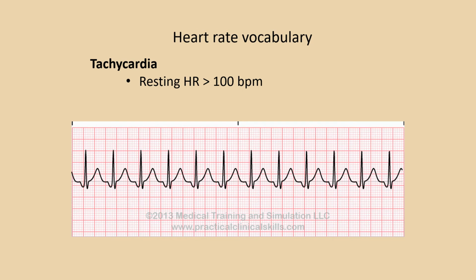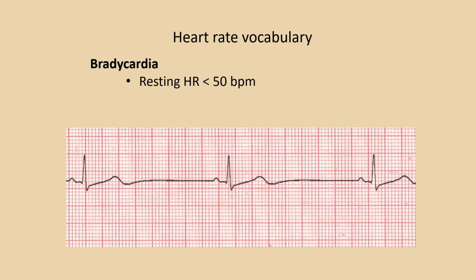Tachycardia refers to having a resting heart rate over 100 beats per minute. And we can identify tachycardia by looking at the RR intervals. They're very short, indicating that the heart is beating very quickly. They appear to be regular, so this person does not have an arrhythmia, but they are tachycardic. And then the opposite of tachycardia is bradycardia. Bradycardia means having a resting heart rate below 50 beats per minute. And so here we can identify that bradycardia by this very long RR interval, telling us that the heart rate is very slow.